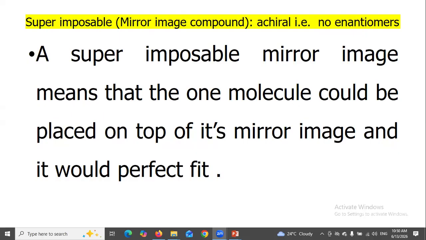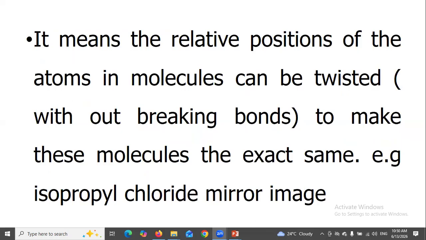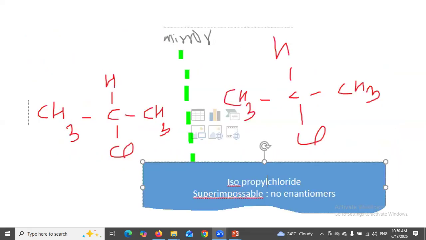Superimposable mirror image compound is achiral, that is, not an enantiomer. A superimposable mirror image means that one molecule could be placed on top of its mirror image and would fit perfectly. It means the relative positions of the atoms in the molecule can be twisted without breaking bonds to make these molecules exactly the same. Example: isopropyl chloride and its mirror image. See, this is isopropyl chloride: superimposable, not an enantiomer.